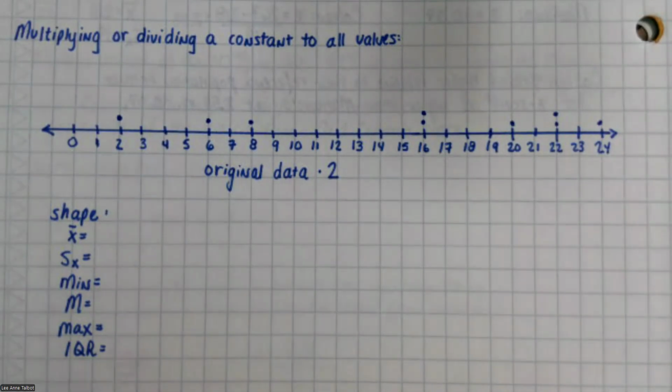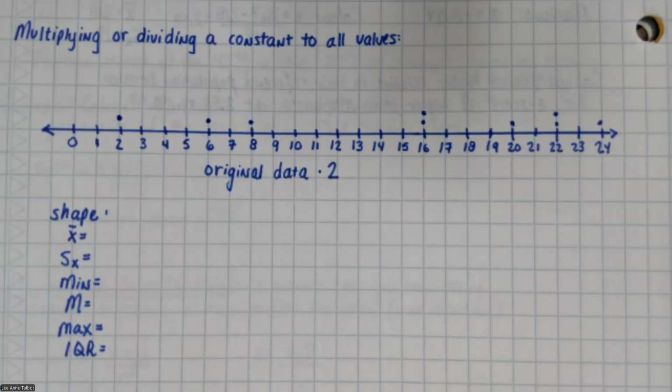Can anyone think of a reason why you would multiply or divide a constant to all values? Why would you multiply or divide all of your numbers by the same number? Yes, exactly. Unit conversion is what I was thinking, like going from meters to centimeters, or a change of units.